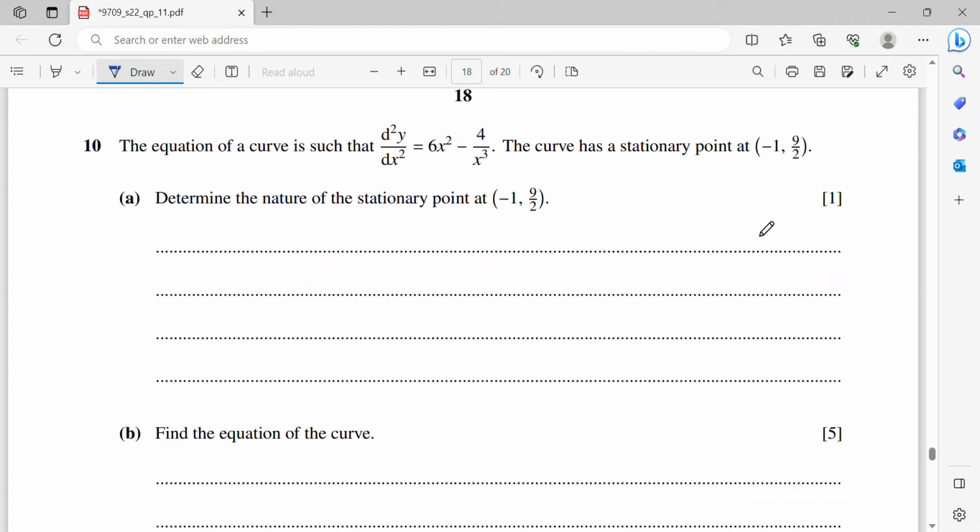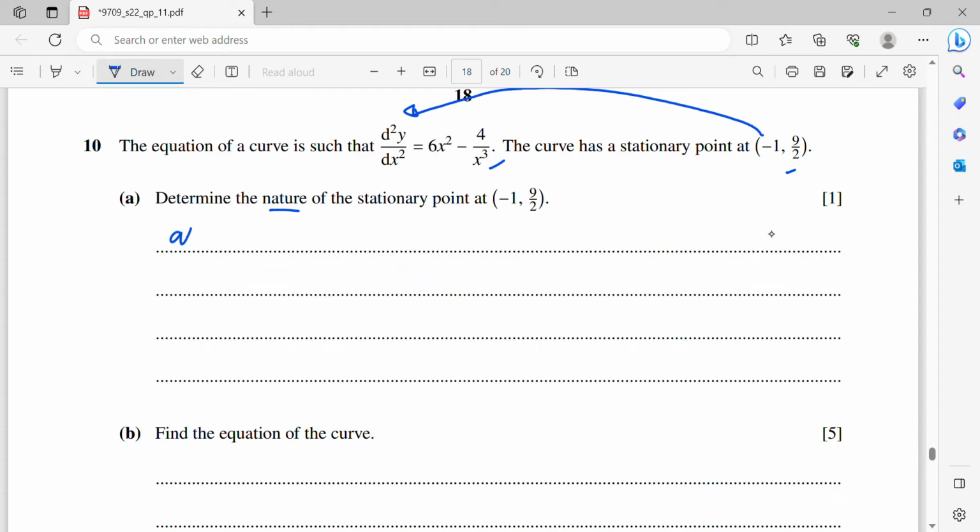Okay, now question 10. The equation of a curve is such that d squared y over dx squared equals 6x squared minus 4 over x cubed. The curve has a stationary point at minus 1, 9 over 2. Determine the nature of the stationary point at minus 1, 9 over 2. Okay, so nature of stationary points means maximum or minimum point, right? So it can be decided by substituting the x value into the d squared y over dx squared.